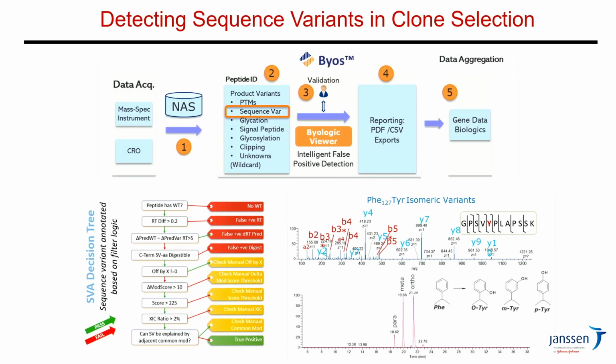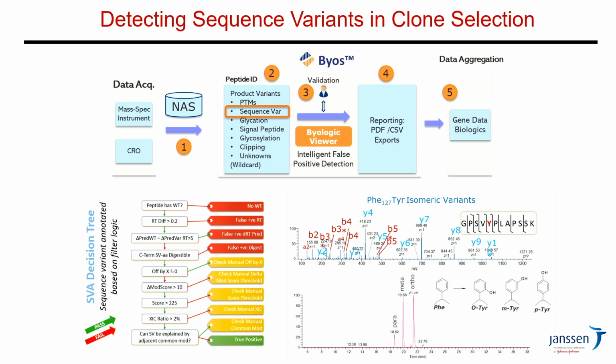I'll show you a few examples of this pipeline where we've looked at different modifications, and in this case, we're specifically looking at sequence variants. One advantage of this pipeline is it can have this sequence variant analysis decision tree, which is based on filter logic that removes possible false positive hits and clearly narrows down to the true positive hit for a sequence variant quite accurately. So what's shown on the right-hand side is one such sequence variant that we identified, which was a phenylalanine to a tyrosine isomer.